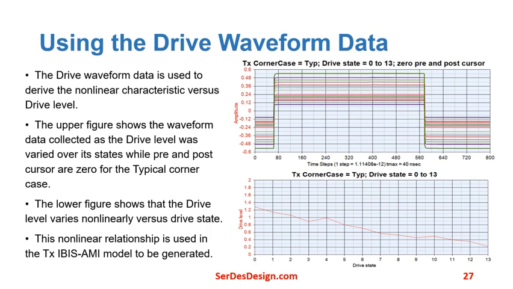Using the drive waveform data. Drive waveform data is used to derive the nonlinear characteristics versus drive level. The upper figure shows the waveform data collected as the drive level was varied over its states, while pre and post cursor were at 0 for the typical corner case. The lower figure shows that the drive level varies non-linearly versus drive state. This nonlinear relationship is used in the transmit IBIS-AMI model to be generated.